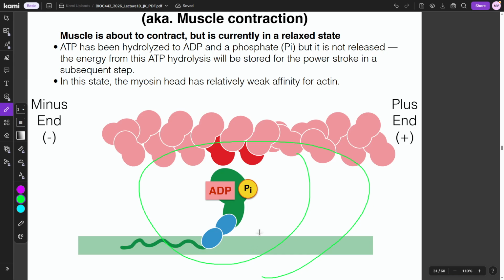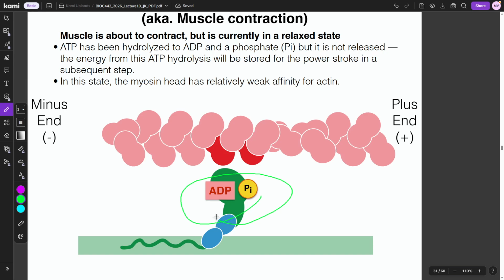So this is the relaxed state. Basically, at this point, we used to have an ATP here, but that ATP got hydrolyzed, and now we have an ADP and PI. Nothing is released, and so basically the hydrolysis energy from breaking this ATP is stored for a power stroke, which is the part where we actually shift this. But in this state, when it's ADP and PI bound, the myosin head has a pretty weak affinity for actin, so it doesn't bind.